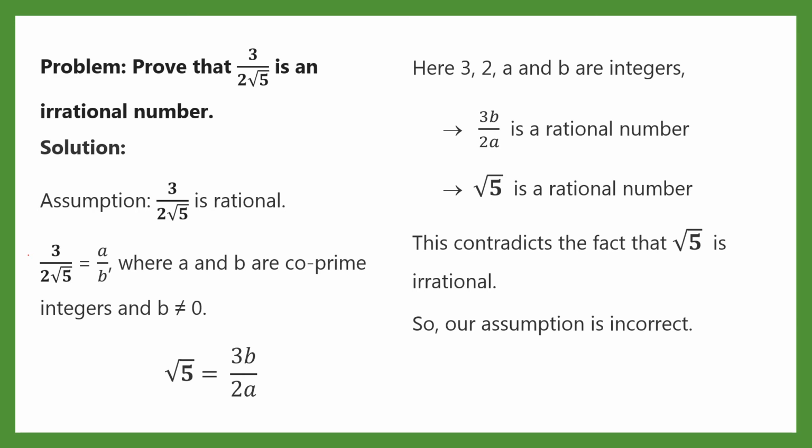So our assumption is incorrect. What is our assumption? 3 by 2 root 5 is rational. That is incorrect. It is incorrect means 3 by 2 root 5 is an irrational number. This way you can prove by using the method of contradiction.